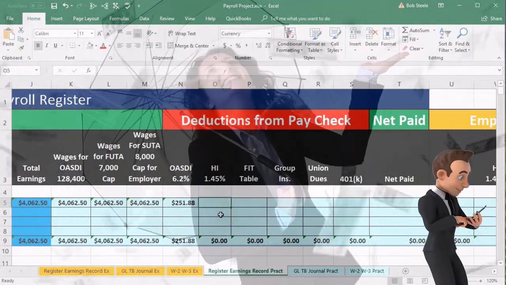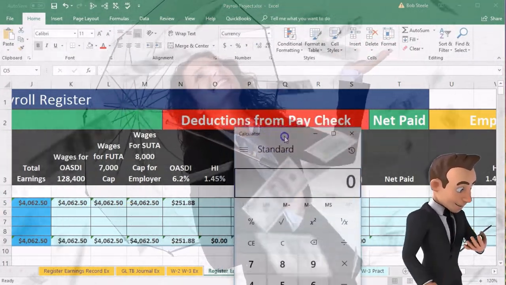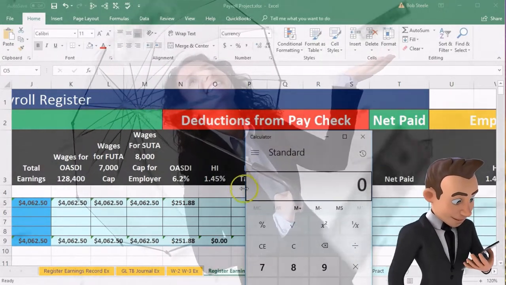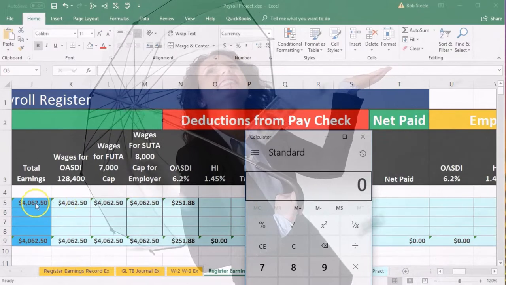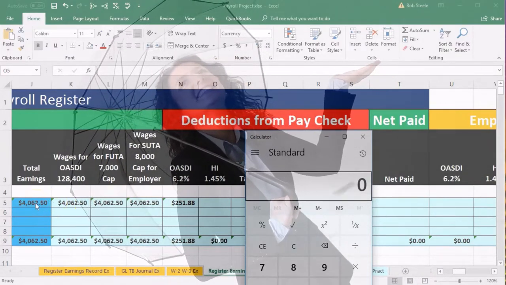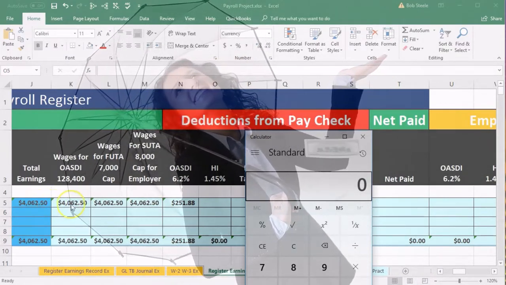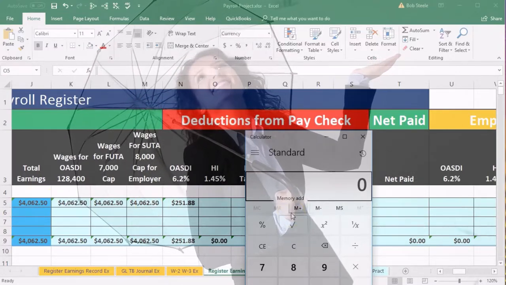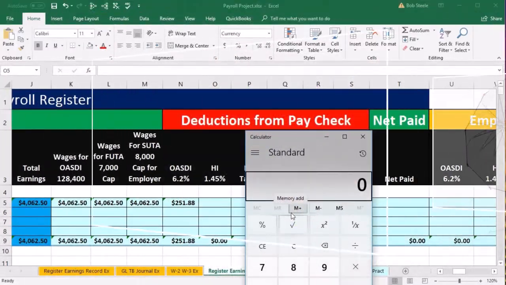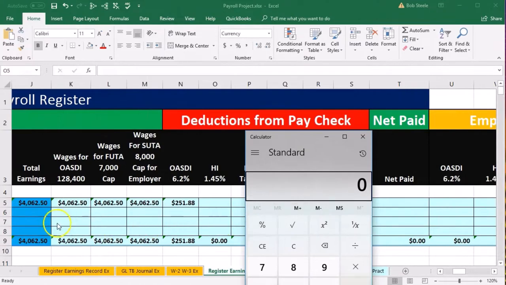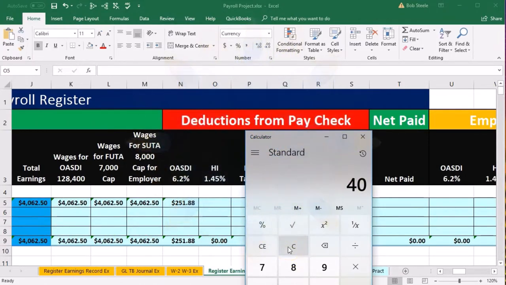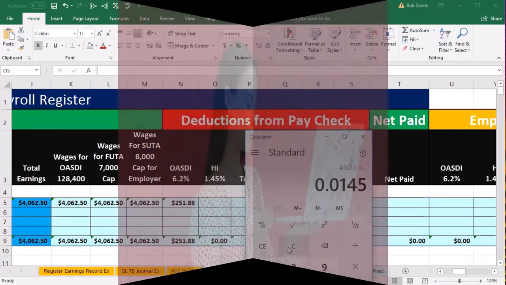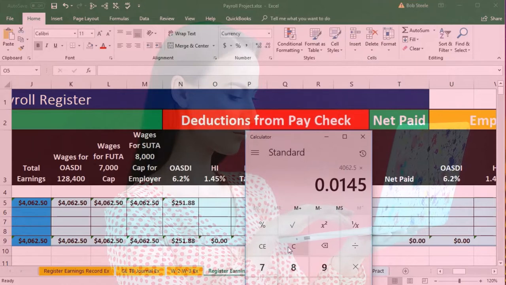Now we'll calculate HI, which is Medicare. So again, this is an easy abbreviation. Sometimes it'll be MED or HI. It's part of the FICA tax. We're going to pick up the total earnings here because there's no cap on Medicare. There is an added tax if it's above 200,000, but we're not going to deal with that here. So we're just going to take the total earnings since there is no cap. So we're going to take the 4062.5 times 0.0145, 1.45%.